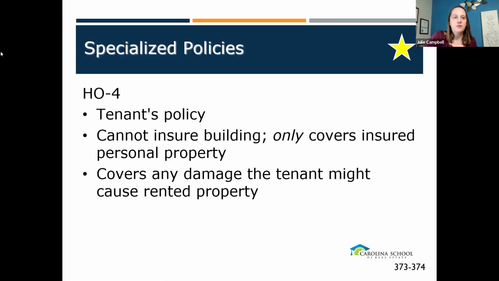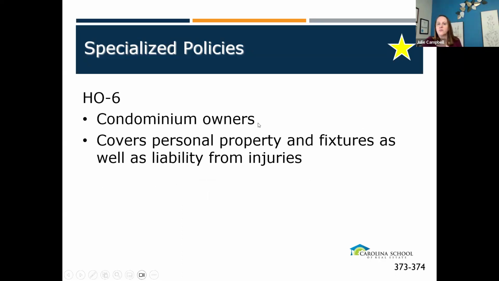Another one just to point out is the HO6. This is the policy for condominium owners. Remember, condo owners only own from sheetrock to sheetrock, paint to paint. So it's not going to cover the whole building. It's just going to cover the inside and their stuff. So it's a walls in ownership.